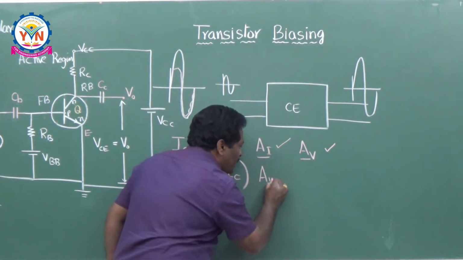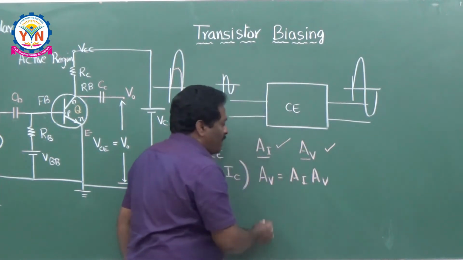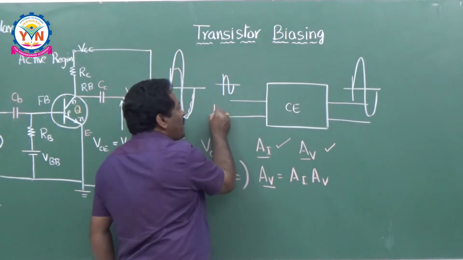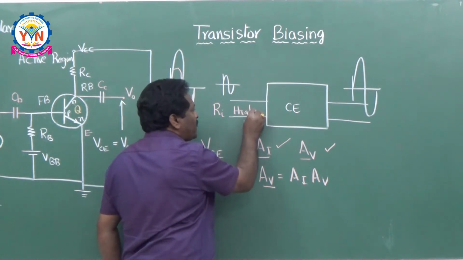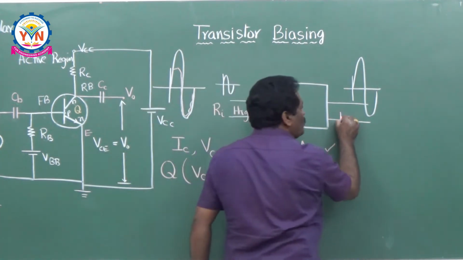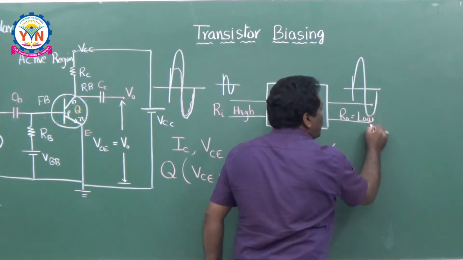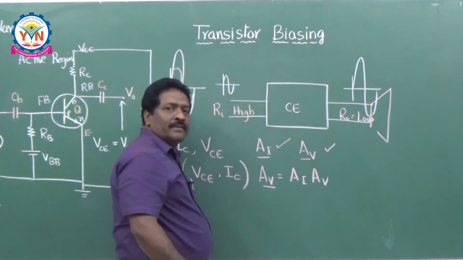Automatically power gain, which is equal to AI into AV, is also maximum. Power is more. And one more beautiful feature is, if you are taking the input resistance for this, it is very high. That is very, very important. And if you are taking the output resistance, it is very low, because you have to add a loudspeaker here. This is a loudspeaker. You have to match it like this.